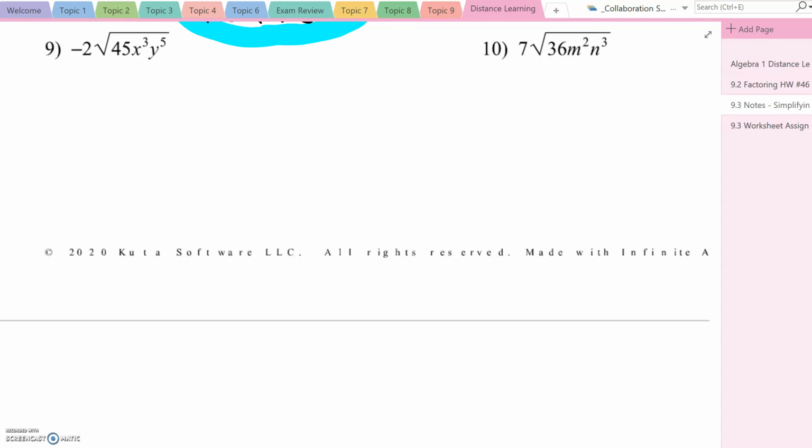So looking at 9 and 10, hopefully you notice the difference here is that there are two variables. If we look at number 9, we have an x and a y in there, which is new for us. That's okay. We can use the same strategies as before and still be just as successful.